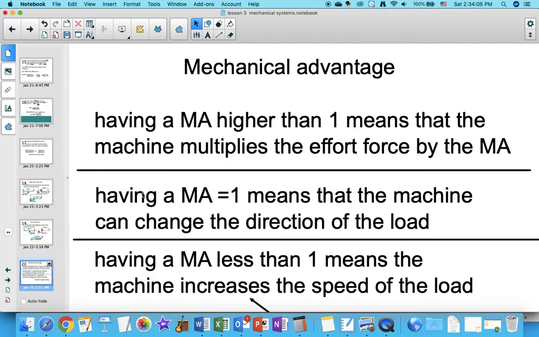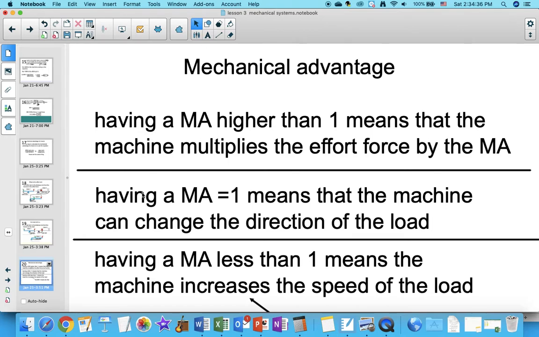So having a mechanical advantage greater than 1 means the machine multiplies the effort force by the MA. If you have a mechanical advantage of 2, that means the machine has increased your force by a factor of 2. It multiplied your force by 2. Having an MA of 1 means the machine can change the direction of the load, right? A mechanical advantage of 1 means you could have lifted the object and it would have taken the same amount of effort.